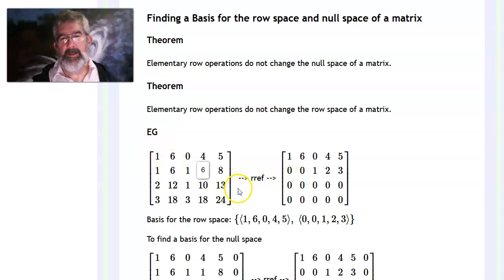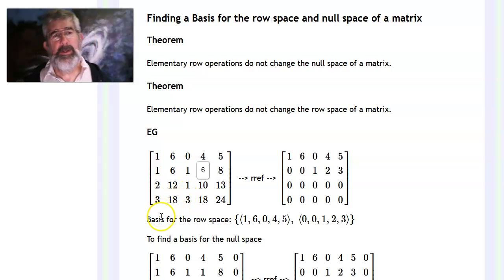Okay. In this case, we've got these two rows. So a basis for the row space of the matrix that we started with is the same as the basis for the row space of this matrix. And this is clearly these two vectors. So these two vectors are also a basis for the row space of the original. In the next video, we'll actually see a way of getting actual rows to be part of the basis.